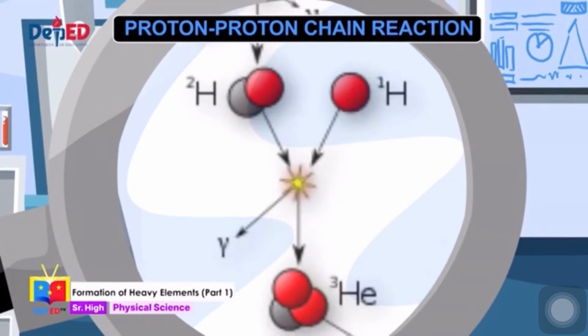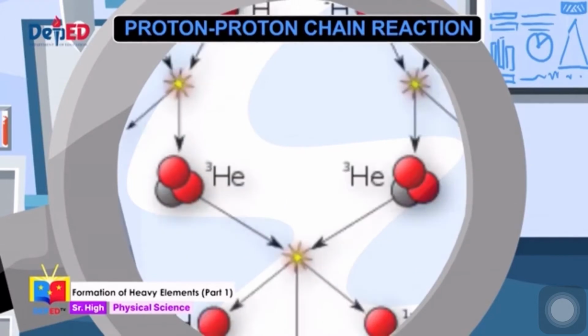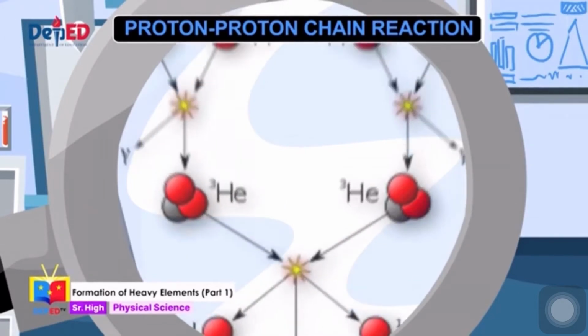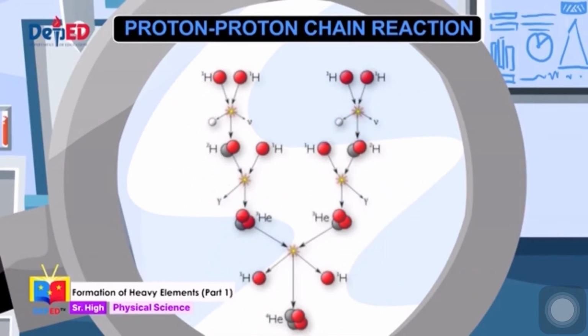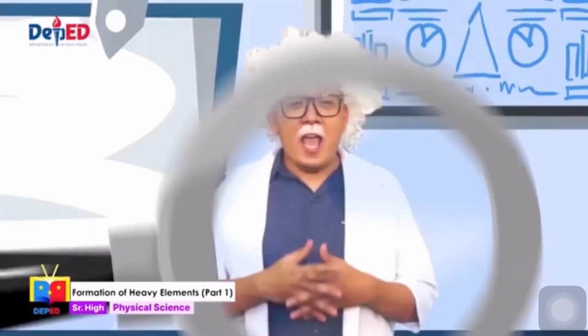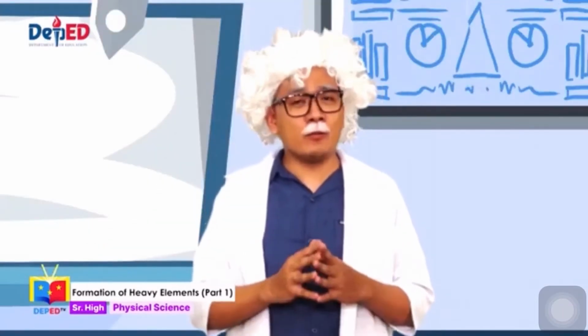Later, another proton hits deuteron and helium-3 is formed. When this helium-3 meets another helium-3, which was formed from the collision and combination of other hydrogen atoms, they collide and combine. Two protons will be released to perform another nuclear reaction. And that is how helium is formed through the process of proton-proton chain reaction.